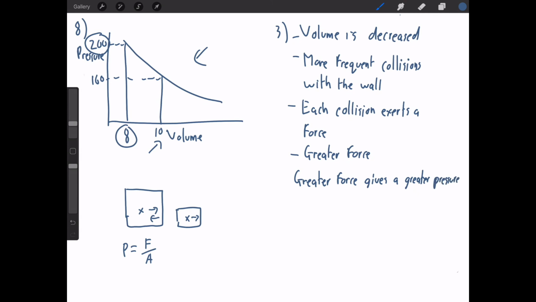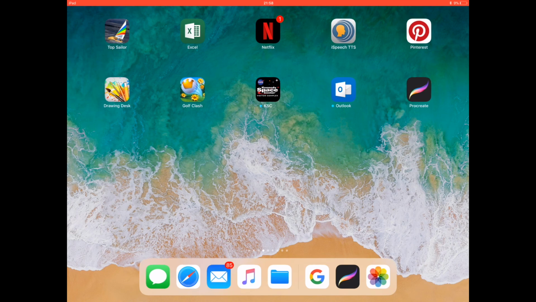Just be careful to mention that the particles don't actually increase in their speed. They're not being heated up. They're just colliding with the same force that they were before, but they're doing it more often. There are more collisions per second, so the total amount of force per second is increased. Therefore, the pressure must be increased. So that would be 1, 2, 3, 4 marks for that one. Again, quite a tricky question, but once you've seen it once or twice, you shouldn't have a problem. And that's it for that one. Wonderful.